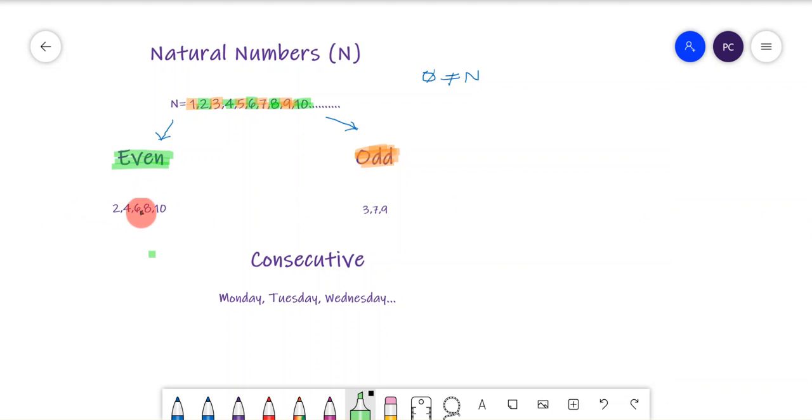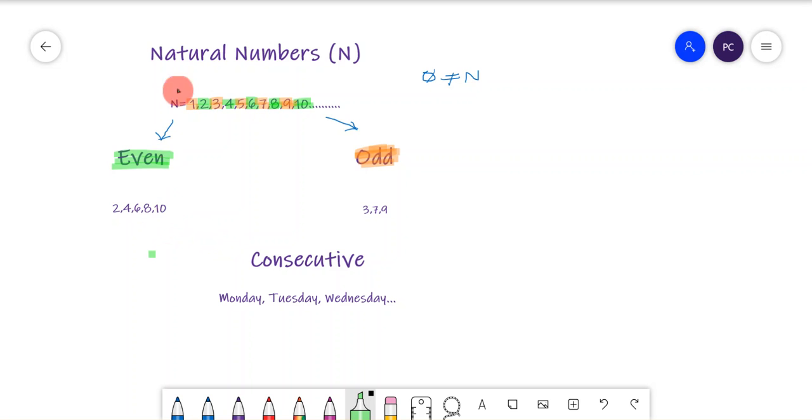And if we have a look at these here, again, consecutive means they follow one after another. Here is an example of a series of consecutive even natural numbers: 2, 4, 6, 8, 10. These are examples of consecutive natural even numbers. And here we have consecutive natural odd numbers: 3, 7, and 9. Again, this word consecutive just means that they follow one after another.